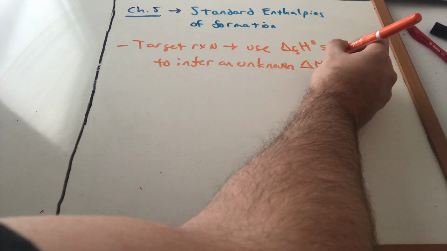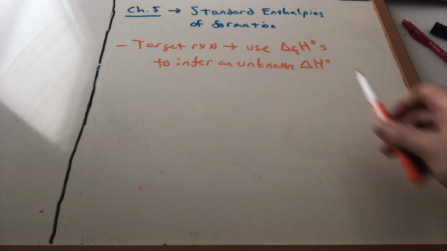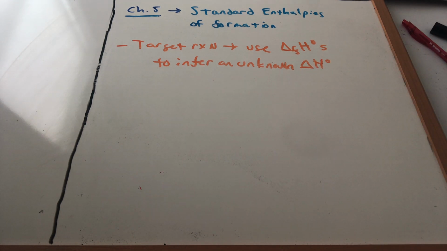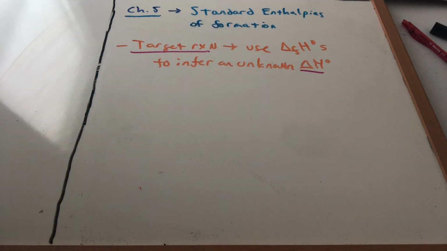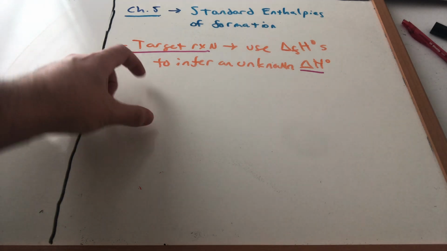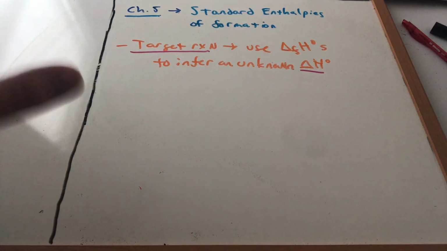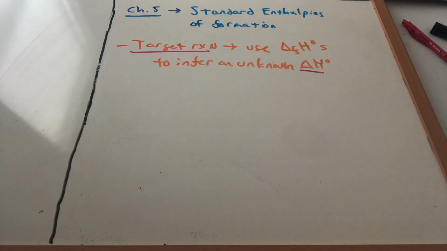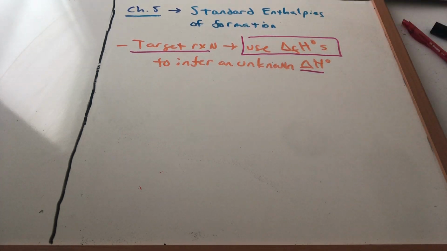delta H naught, okay? The only difference between this and Hess's law is that the delta H that we calculate is delta H naught. So there's some target reaction where we don't know its delta H. Well, that sounds like Hess's law, okay? But now, instead of looking at a series of reactions that we put together and flip and manipulate to get everything in the correct spot and then add together to get an overall delta H naught, instead, we're going to use delta formation H naughts, okay?